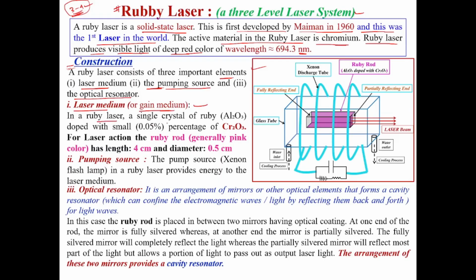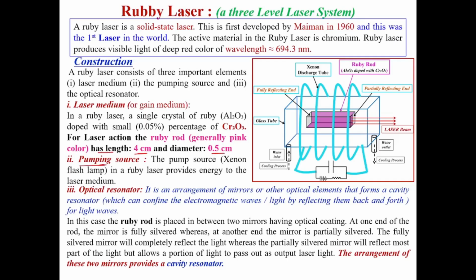In a ruby laser, a single crystal ruby, that is Al2O3, aluminum oxide, is doped with a small percentage of chromium oxide. The chromium percentage is 0.05 percent only. For laser action, the ruby rod, generally pink color, has the dimension of 4 centimeter length and 0.5 centimeter diameter.